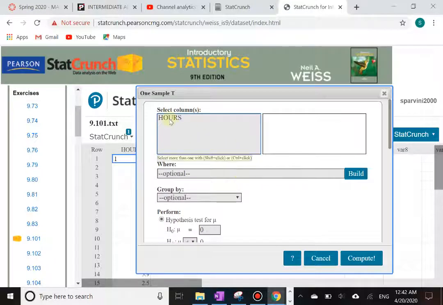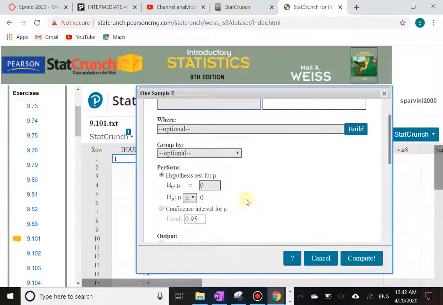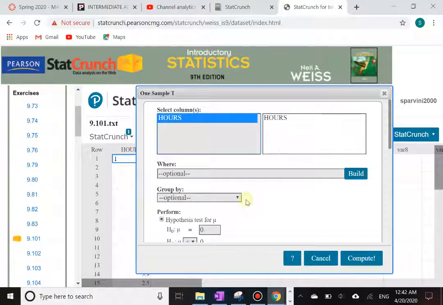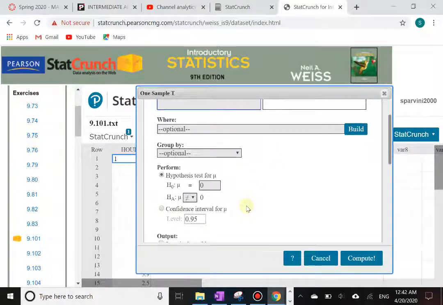Now when you use the data, left click once on the hours, that selects the variable. And then notice there's no place for me to put those summary statistics. It's not asking me what is X bar, it's not asking me what the sample size is, and it's not asking me what the standard deviation is. The reason is because once you put in the variable, StatCrunch can figure all of those out itself.